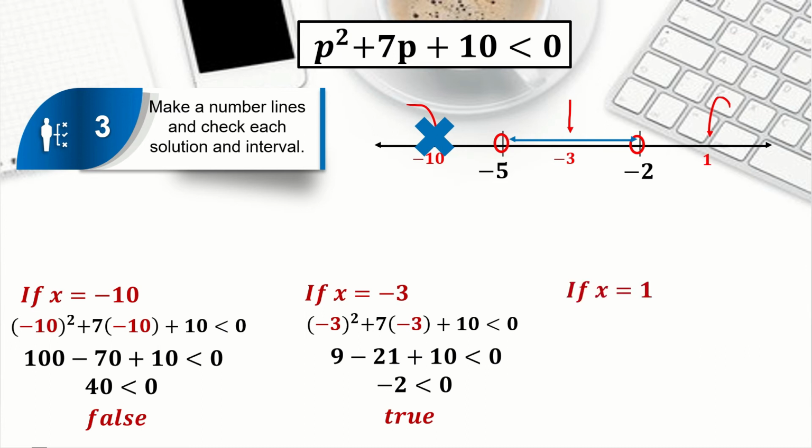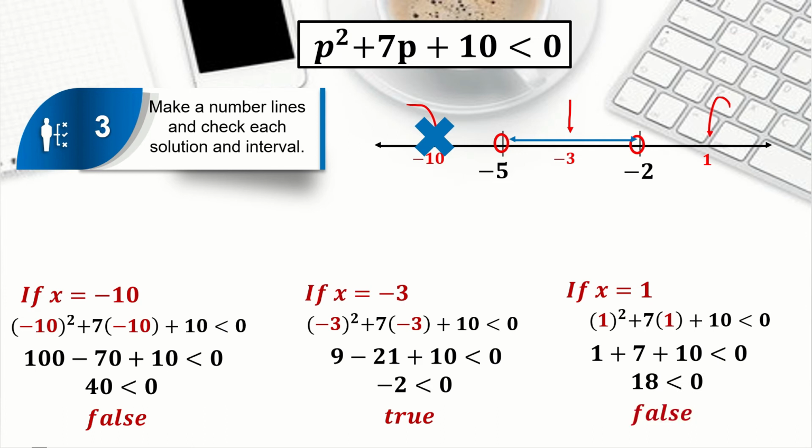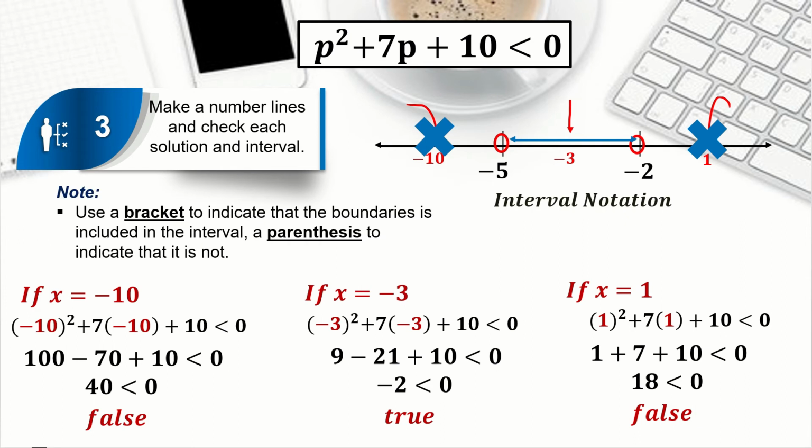Then, last, if x is equal to 1, substitute 1, we have 1 plus 7 plus 10 is less than 0. 18 is less than 0. That is also false. So, meaning to say, negative 2 going to positive infinity is not a part of the solution. So, the interval notation here, since negative 5 and negative 2 is not a part of the solution, we will use parentheses. So we have negative 5 and negative 2.